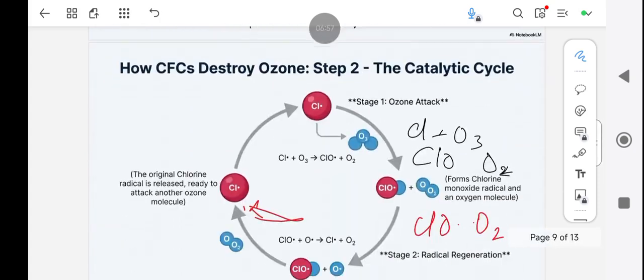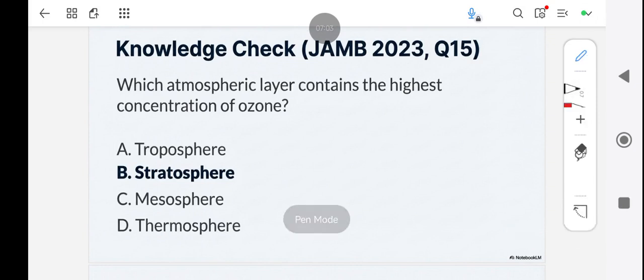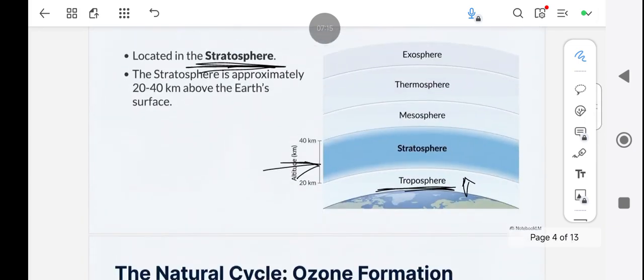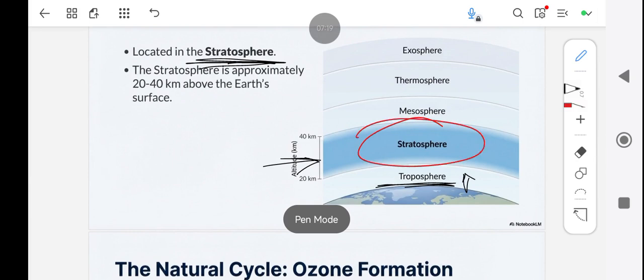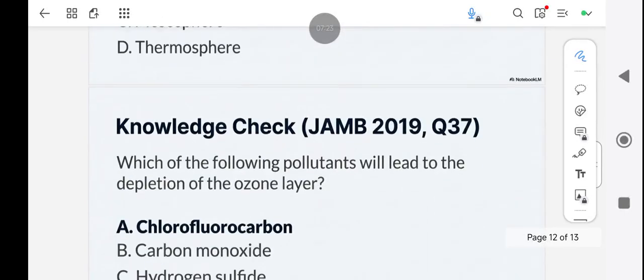So I want you to test yourself with these questions. Let us look at these questions. Which atmosphere layer contains the highest concentration of ozone? Remember I said that the layer that contains the highest level of ozone is the stratosphere. Why? Come back to our drawing or our slide. We have this bit here. That is the one that has the highest level of ozone.